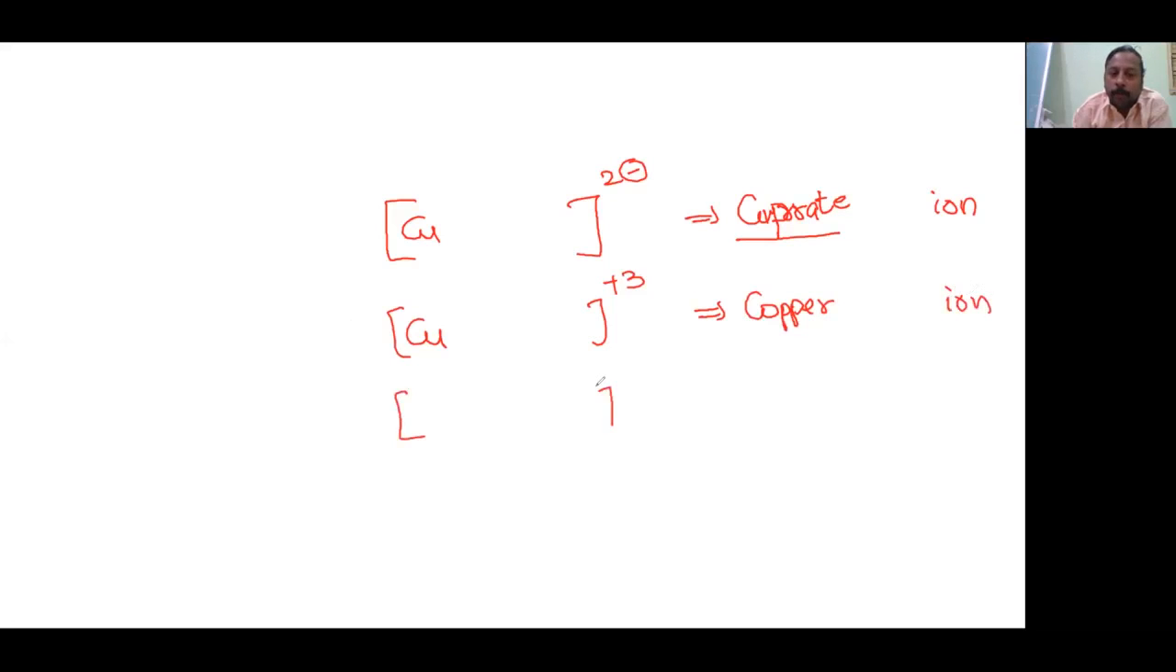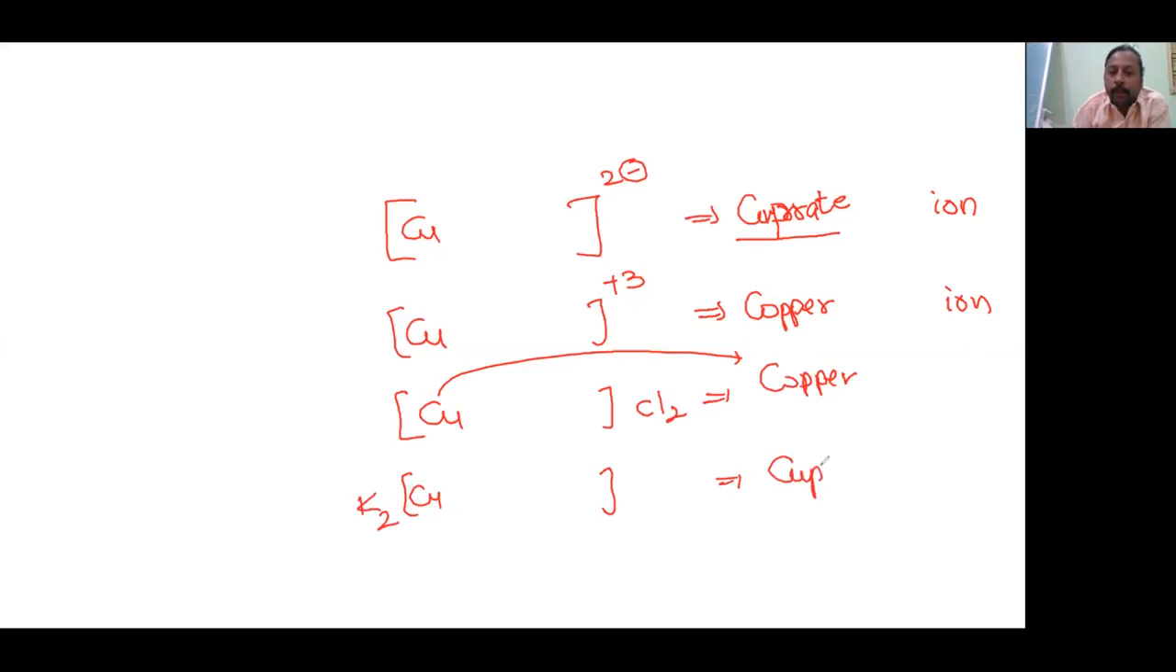And suppose the same copper is there, and some chlorines are there, then for this you will again write copper. Okay, ion will not be there. Now the same square bracket, some copper is there, some potassium is there. The square bracket is on the right hand side, then you will write cuprate. Okay, so I have told you all the varieties. Square bracket on the right hand side and no charge, then cuprate. Square bracket on the left hand side, no charge, copper.